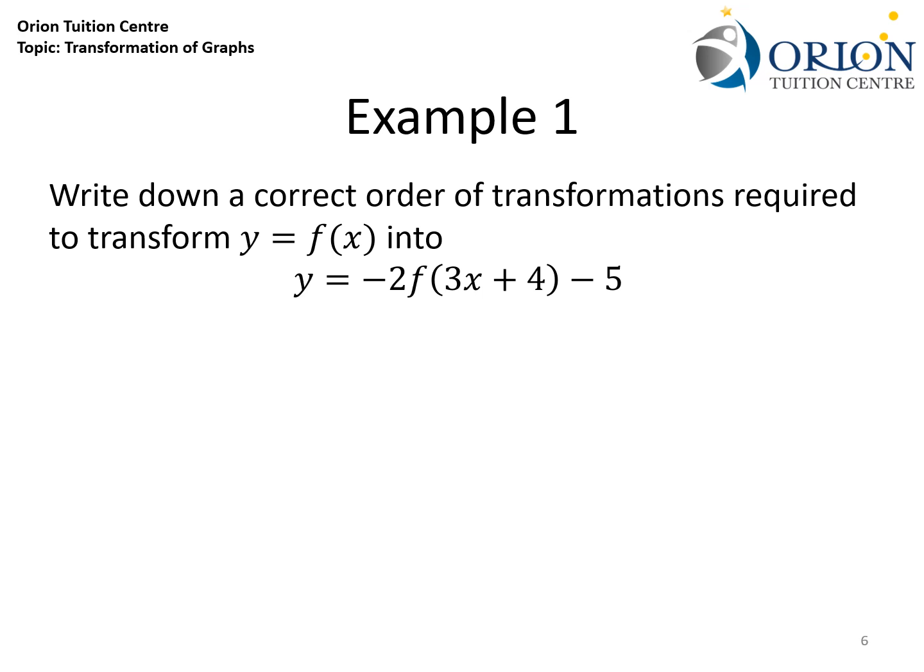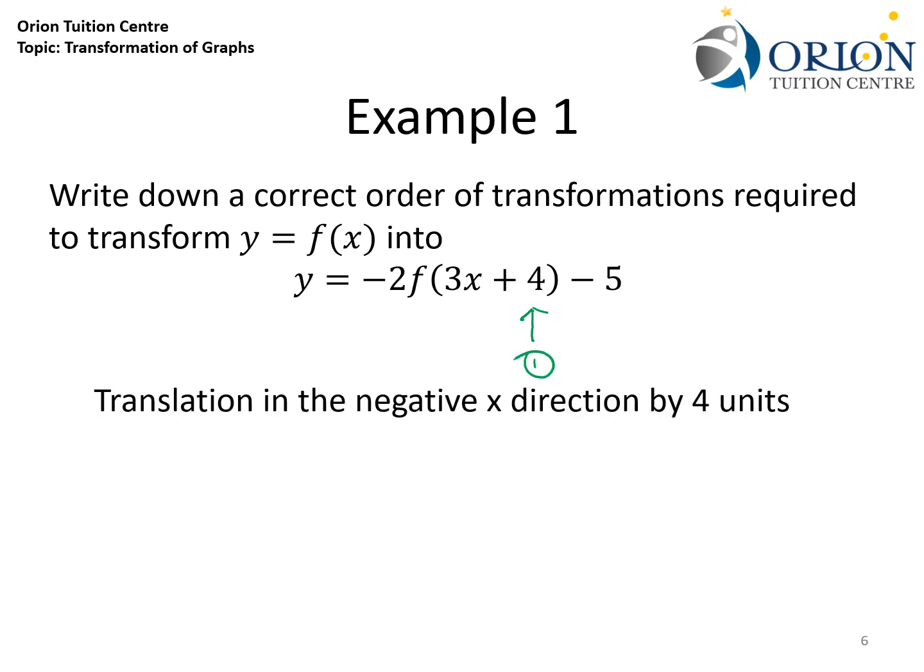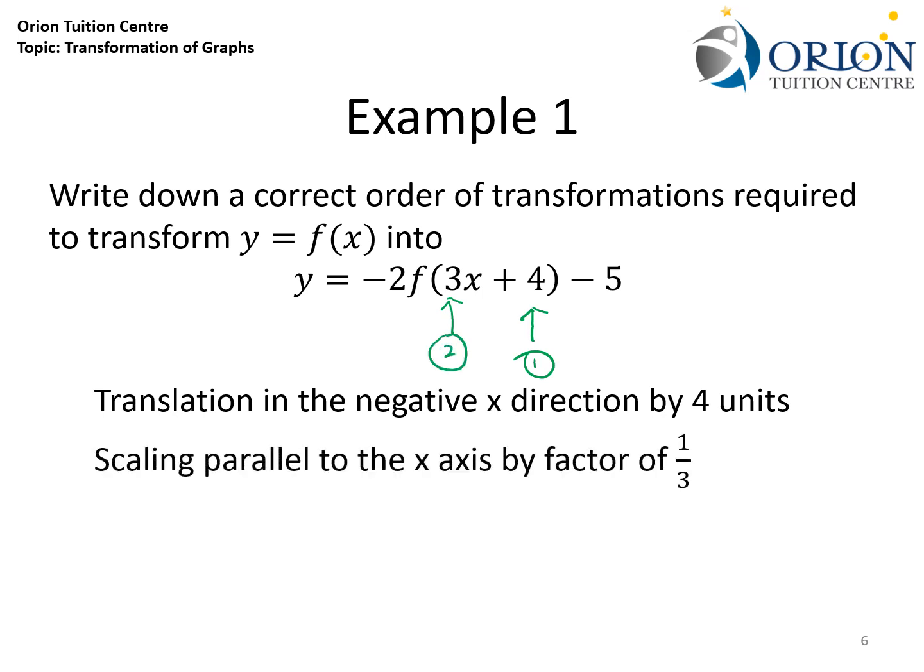And so the first term that we will work on is the 4, which is a translation in the negative x direction by 4 units. This is followed by the 3, which is scaling parallel to the x-axis by a factor of 1/3. With all the x operations done, we will now look at the operations on f(x), which we will start inside out from f(x).